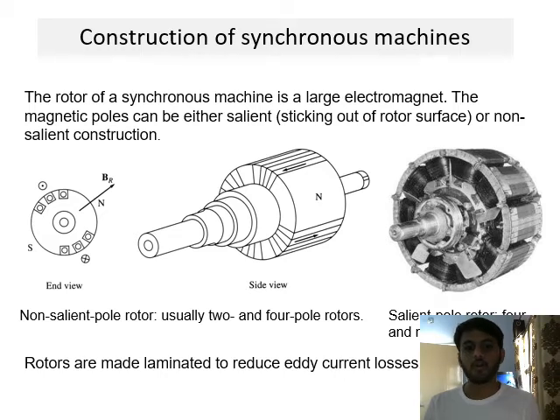Non-salient pole rotors usually have two or four poles. This is a salient pole rotor, which has more poles. You can clearly see here this is one pole, then this is the second pole. There are a number of poles here, but in a non-salient pole type machine we usually have two or four pole rotors. Rotors are made laminated to reduce the eddy current loss, like the induction motor.